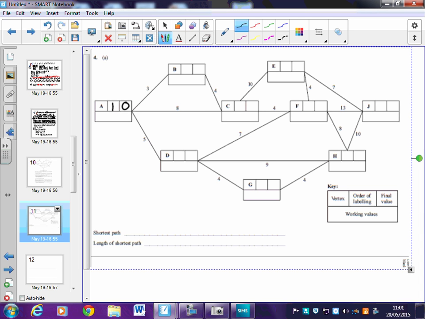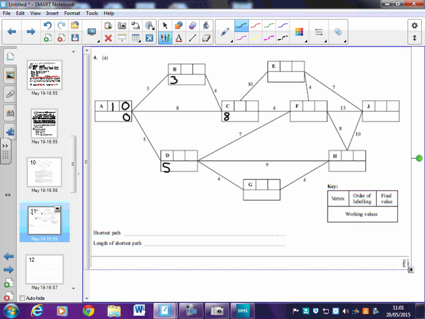You'll quite often see in the mark scheme that there's a 0 in this box, so if you do want to write it in, you can, but you don't lose the mark if you don't put it in. Okay, once you've labelled a box at the top, you then have to do working values for every single box that comes out of that one. So I've got A plus 3 gives me 3 here in this box B. A plus 8 gives me 8 there. And A plus 5 gives me a 5 there.